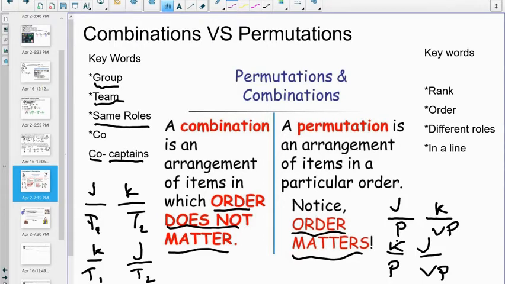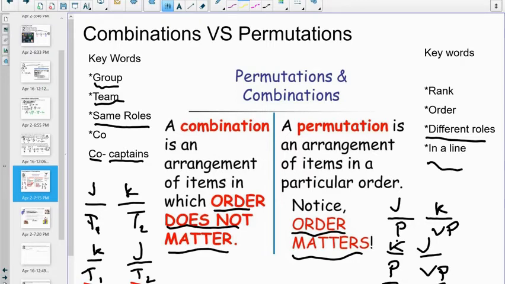Oh, nope, false alarm. But over in permutation, some keywords are if you're ranking things, like if someone's getting first, second, or third, or if you're arranging things in an order, or like a lineup. Remember, key thing is that the roles are different. Like here, we had different roles. We had a president, and we had a VP. Over here, in the combinations, their roles were not different. They were both on the same team.